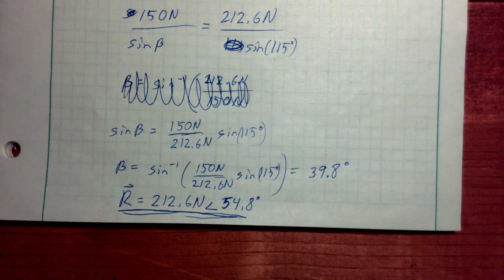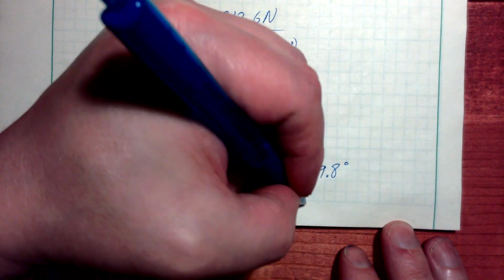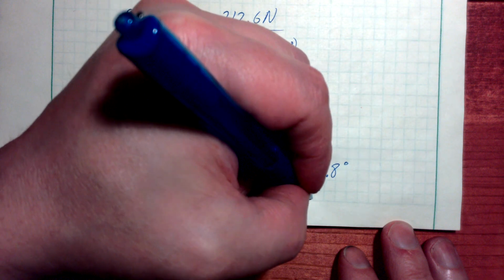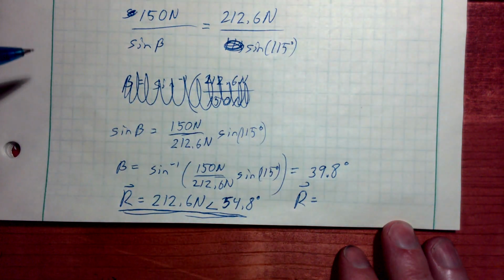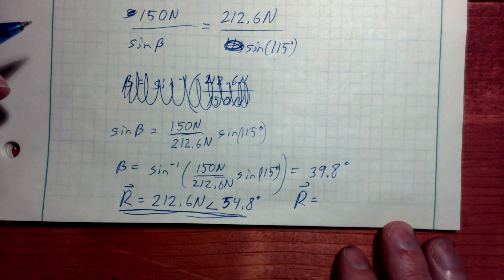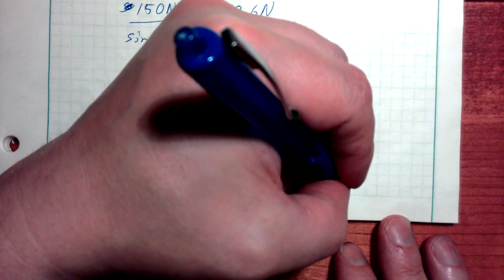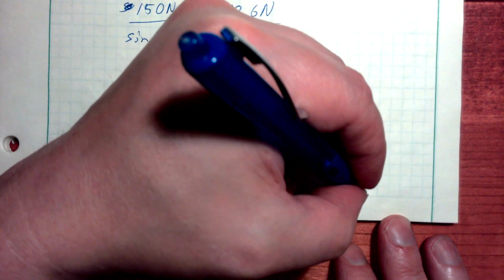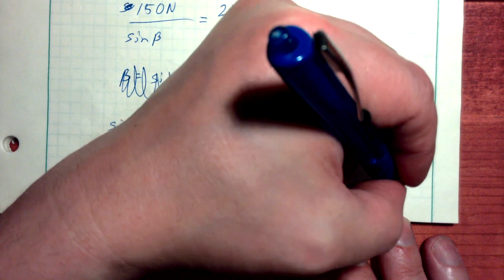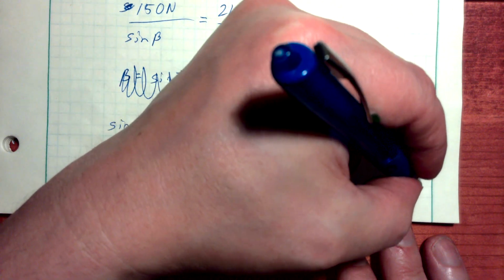Pause here and see if you can find what R is in x and y components. All right, you got them? In x and y components, it is 122.5 newtons in the I plus 173.7 newtons in the J.